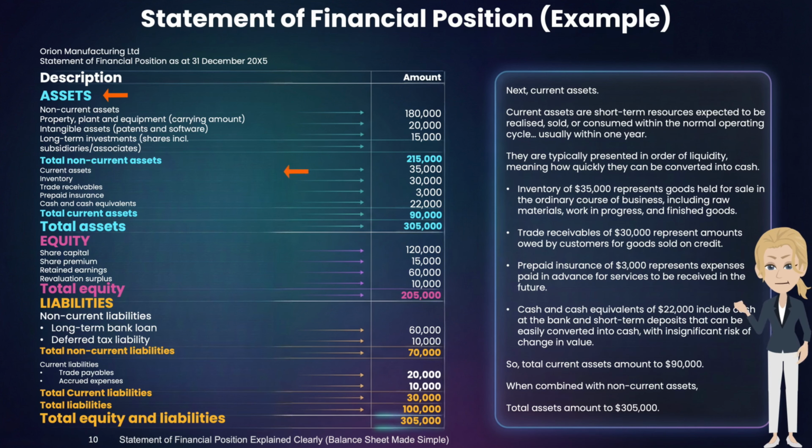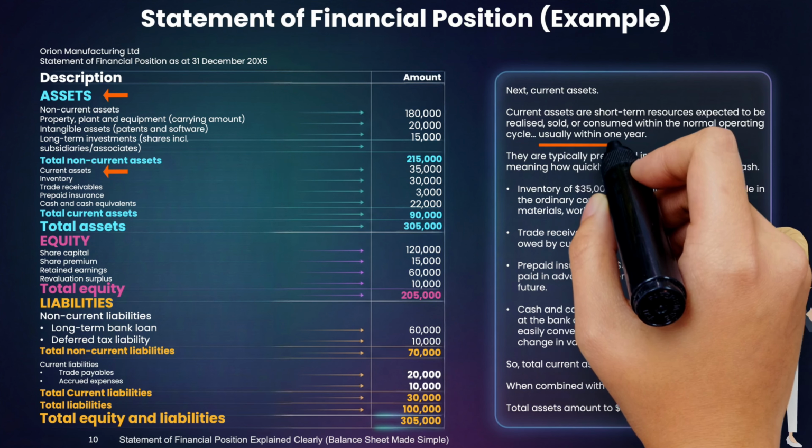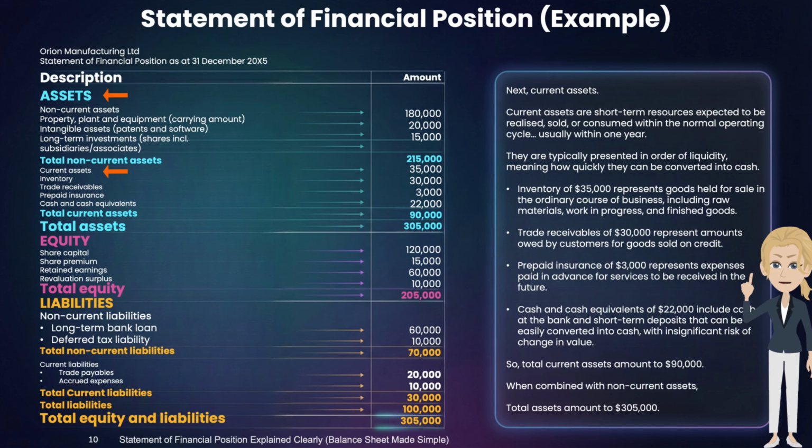Next, current assets. Current assets are short-term resources, expected to be realised, sold, or consumed within the normal operating cycle, usually within 1 year. They are typically presented in order of liquidity, meaning how quickly they can be converted into cash.